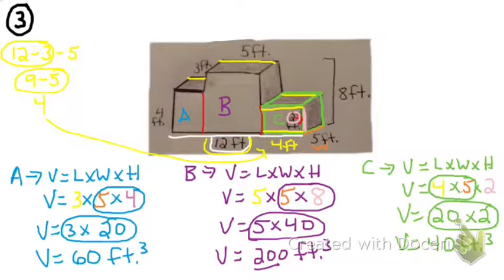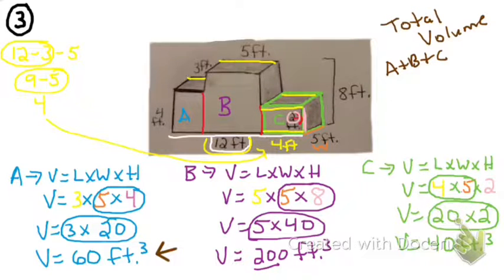But I need the total volume, and in order to find that total volume, I'll have to add all of those rectangular prisms together. So A plus B plus C. Well, I remember that A is 60 feet, so I'll write down 60. B was 200 feet. I'm going to line up my place value columns. And C was 40 feet. Again, line up my place value columns and add all of these together.